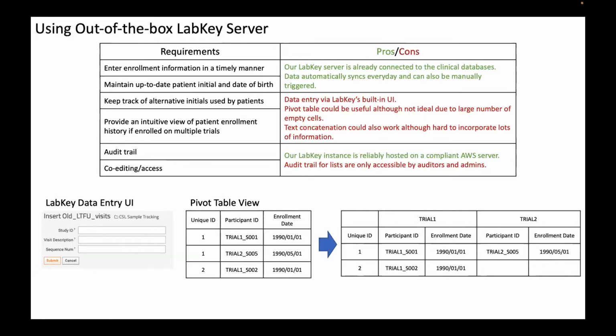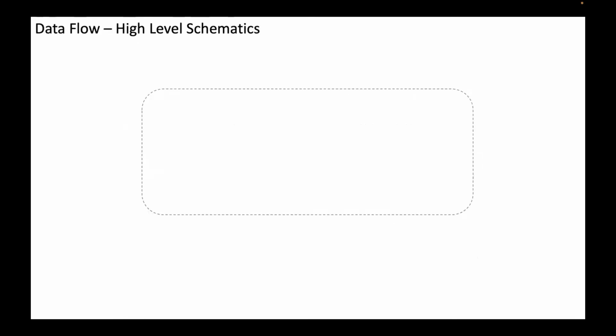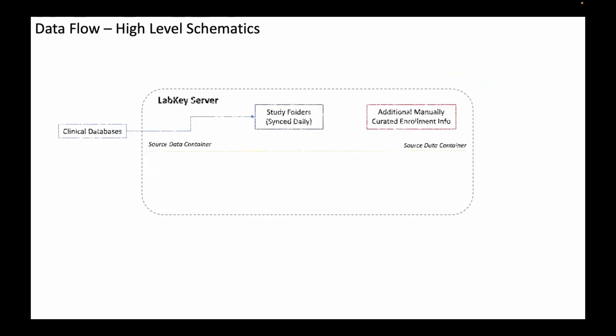Regarding audit trail and co-editing access, the nice thing about LabKey Server is, first, we have the compliant LabKey Server, hosted on the compliant AWS server, so we don't have to worry about storing PHI on there. The audit trail is available for lists. The slight limitation is that the audit information, or data change information, is only accessible for users with auditor and admin privilege. Nevertheless, since the data is already in LabKey, we have a very solid foundation to build a system that meets our needs and can be customized to our specific workflow.